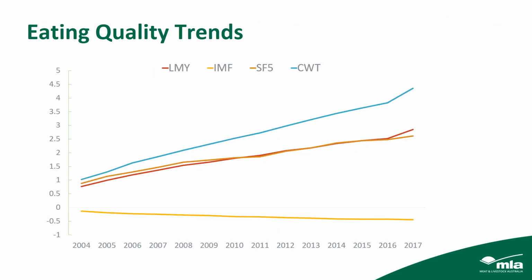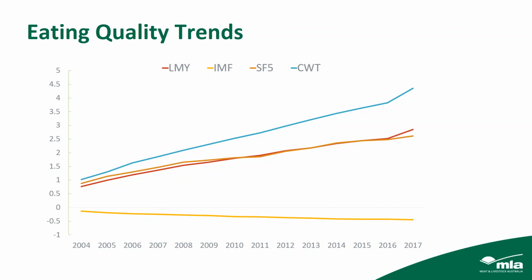The next part of the presentation is looking at an eating quality example. Firstly, I just wanted to demonstrate that now that we have a single step analysis, we're able to calculate trends for eating quality over time. We can see here the blue line is carcass weight. As an industry, we've been making significant progress in carcass weight.